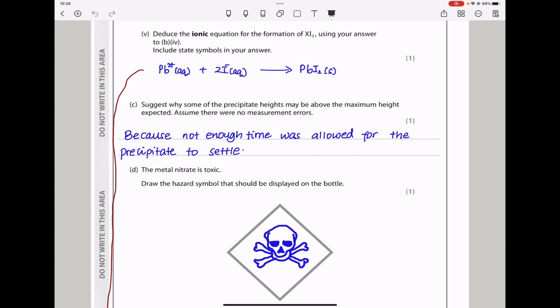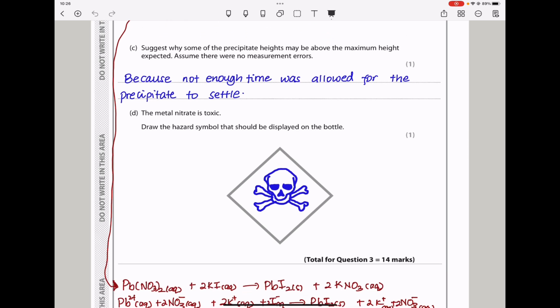In part C, suggest why some of the precipitate heights may be above the maximum height expected. Assume there was no measurement error. The only reason why some would be higher is because not enough time was allowed for all the precipitates to settle down in order to be compacted enough. So I said because not enough time was allowed for the precipitate to settle.